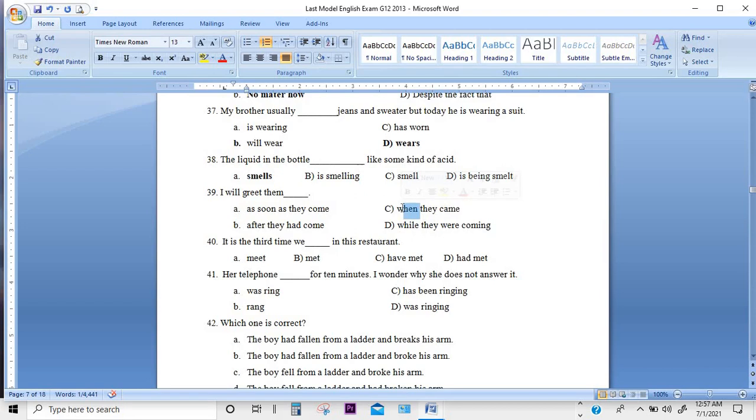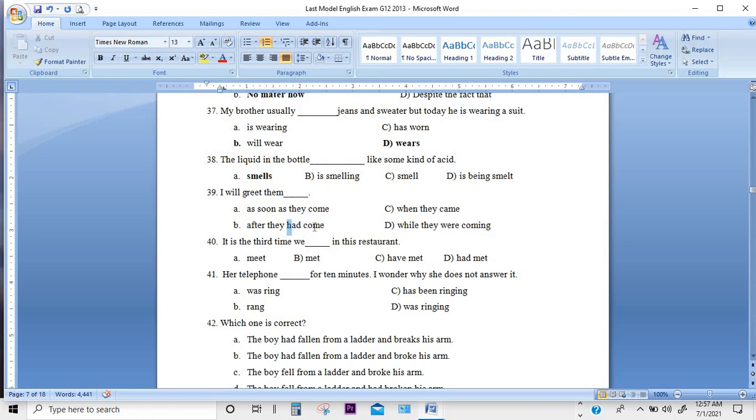Okay, simple action. So I will greet them. So in the main clause, will greet is future tense. So what tense should the time clause be? So the time clause should be what? Present tense. Okay, the time clause should be what? Present tense. So when it is present tense, the structure is as soon as they come, present tense.